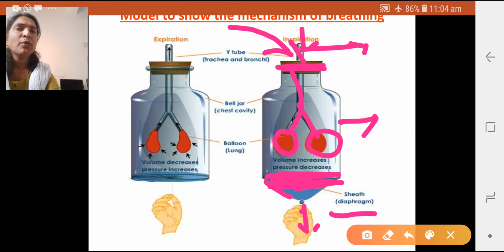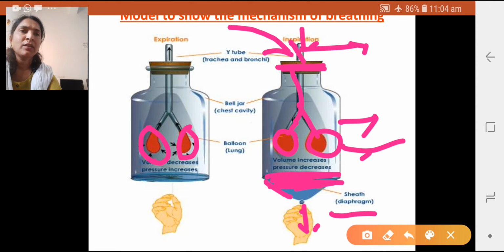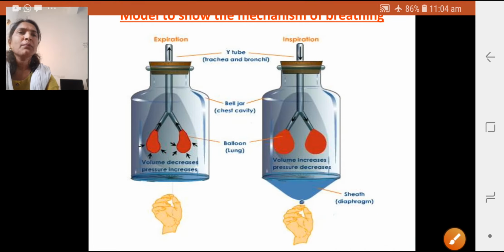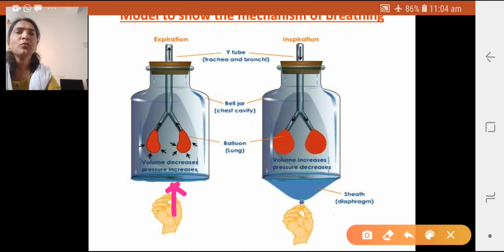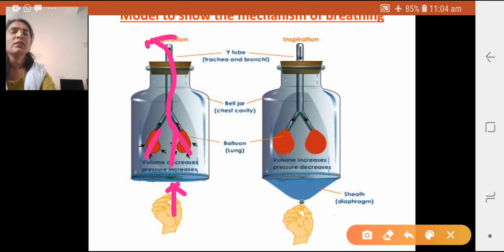Here the balloons are deflated, but when the air goes in, the balloons get inflated. In this way the air also goes into our body. It is shown by this small model. But when you release your hand, the diaphragm moves up, and when the diaphragm moves up, the air from the balloon is sent out. The same happens in our body. It is a small model which can show respiration, how it works in our body.